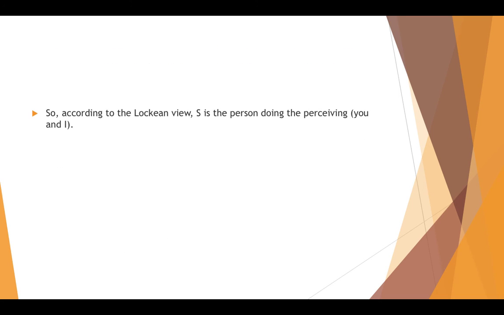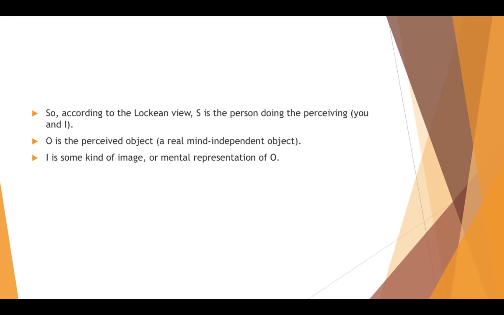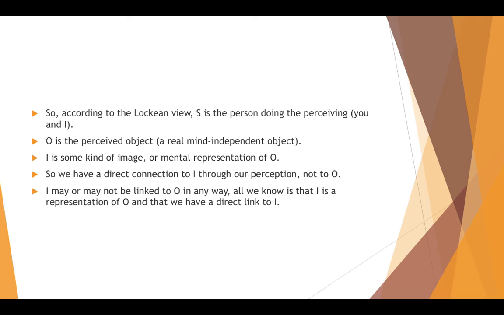According to the Lockean view, S is the person doing the perceiving, you and I. O is the perceived object, the real mind independent object, and I is some kind of image, a mental representation, and that's effectively it. So we have a direct connection to the image of our perception, but not to the object itself, and that gets around the hallucination and the illusion argument. I may or may not be linked to O in any way at all.